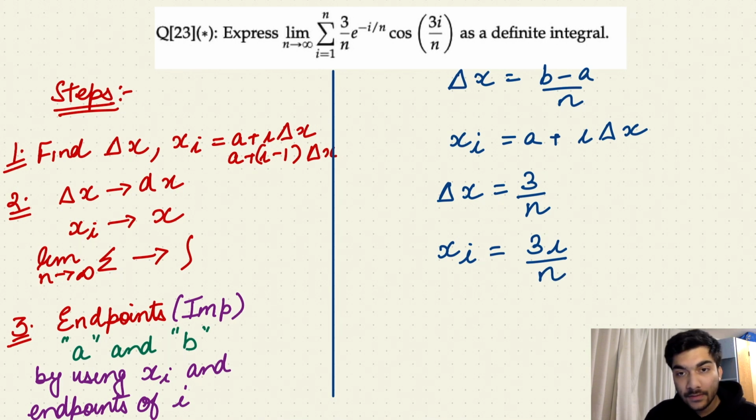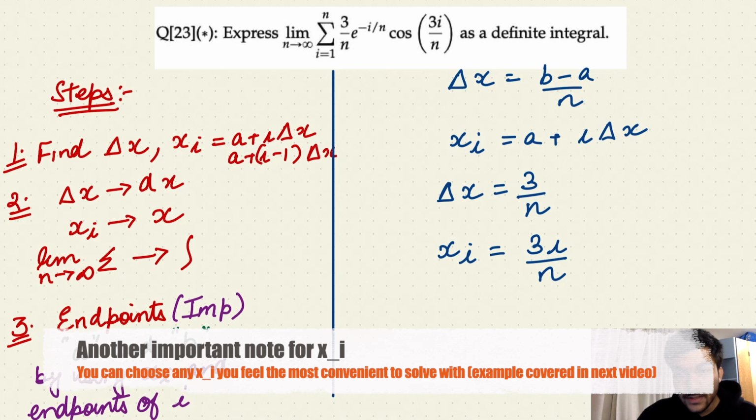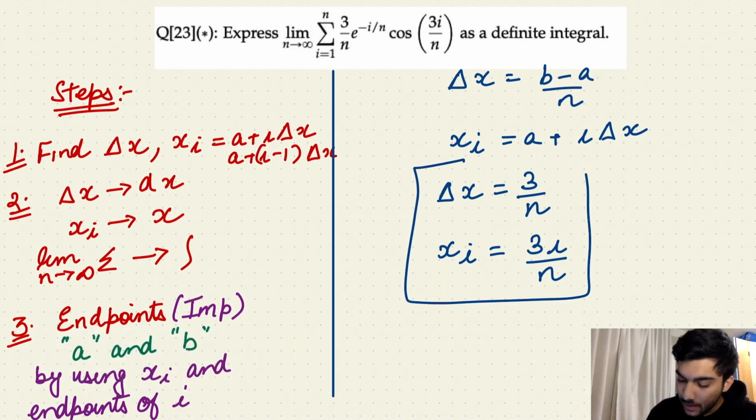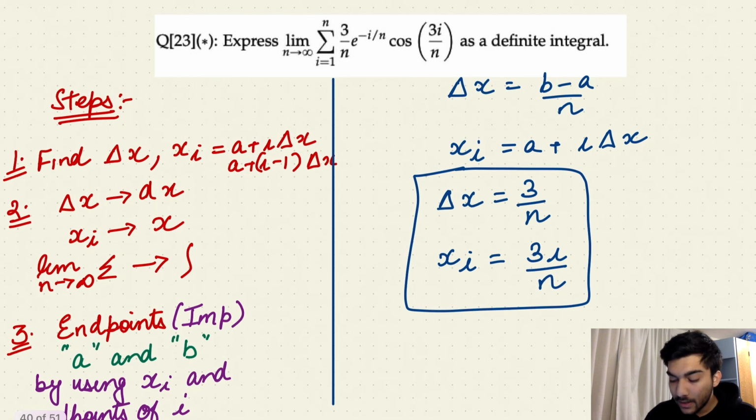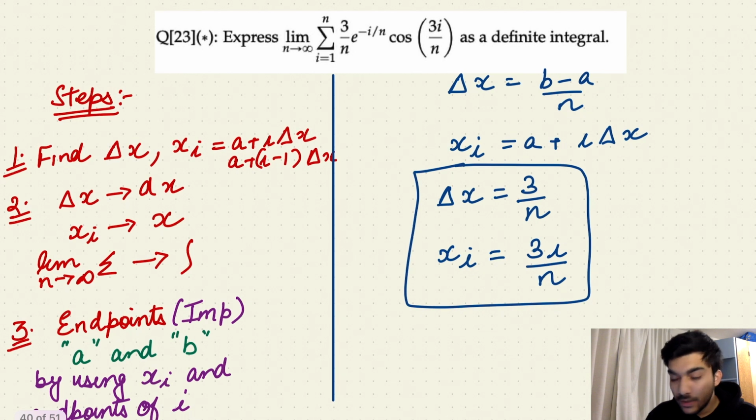So I've identified my delta x, I've identified my xi as well, which is 3i by n, because in this case my a is 0, as I can clearly see from both of those notations as well, just by comparison. So I've compared both of these notations. I found my delta x and I found my xi as well. Now my second step is to convert every occurrence of delta x to dx, change my limit n goes to infinity sigma notation to the integral sign, and I have to change every occurrence of my xi to x.